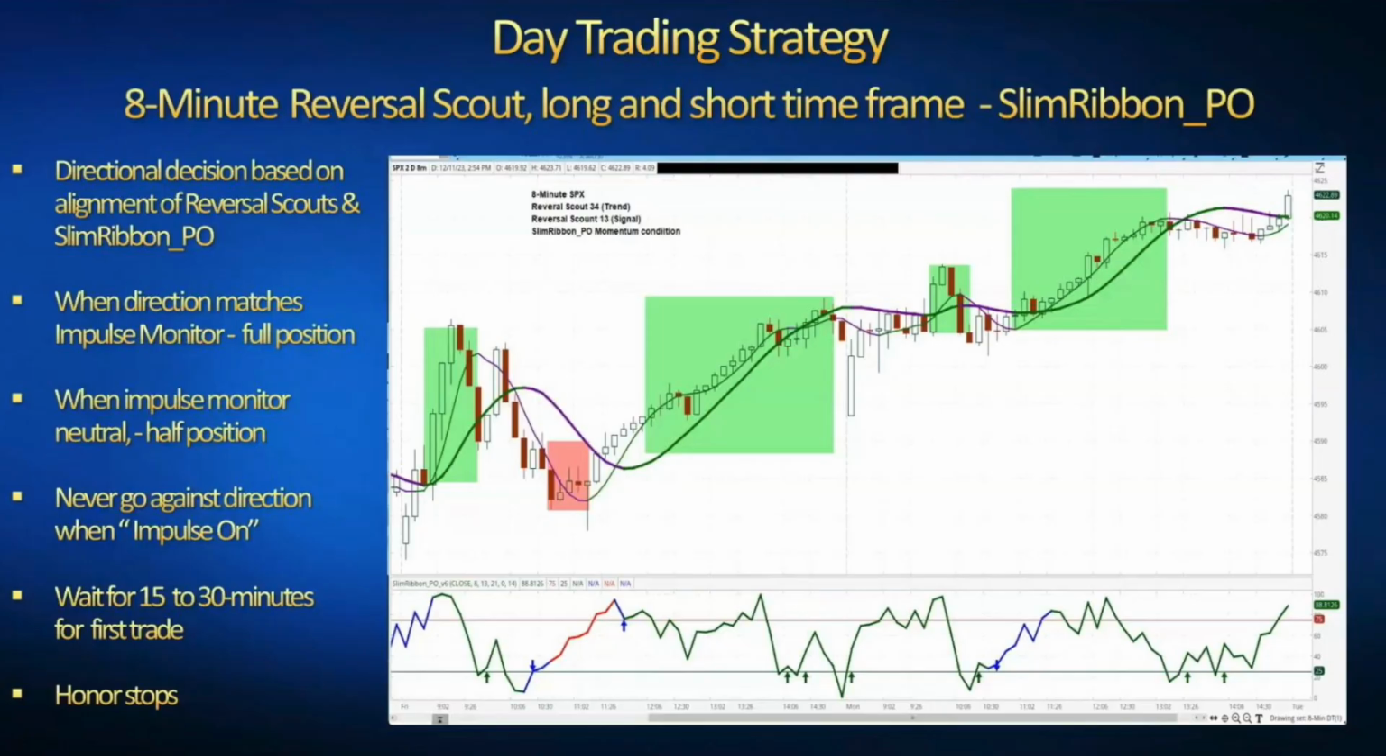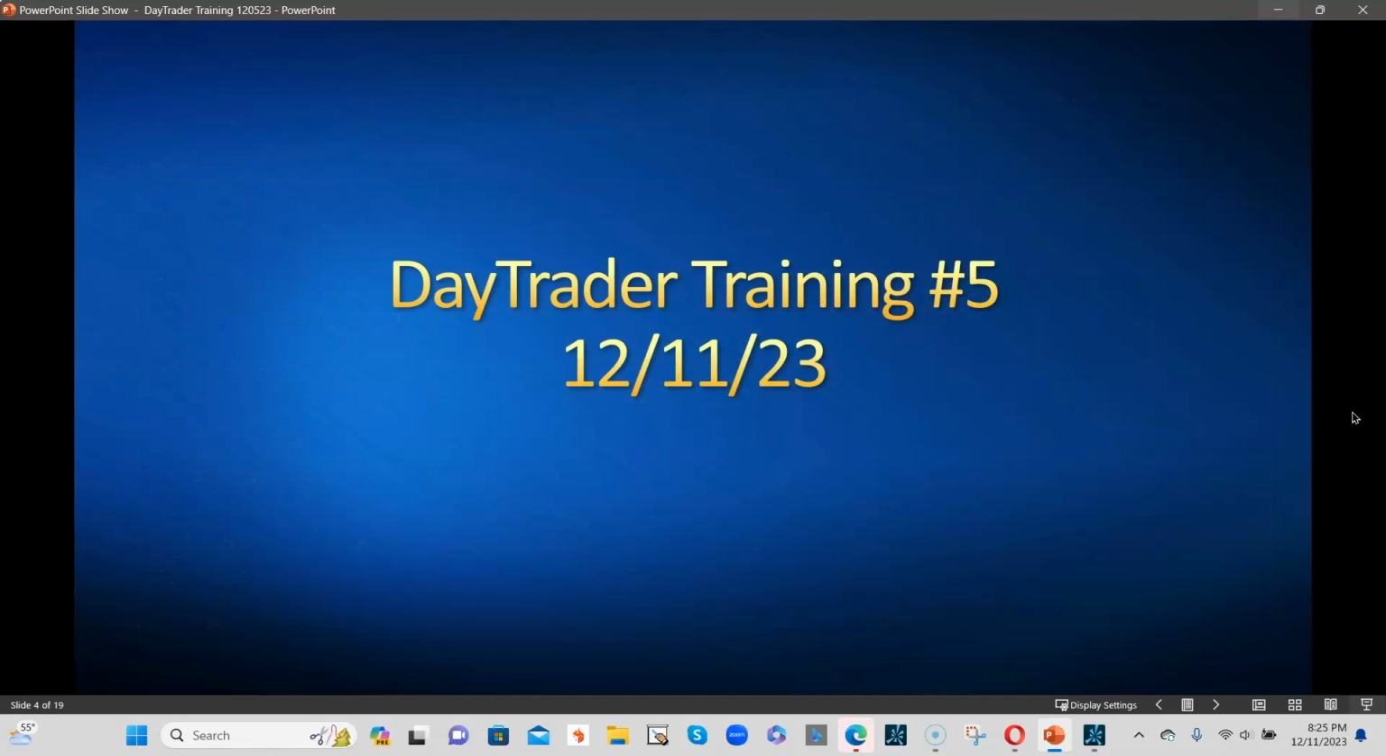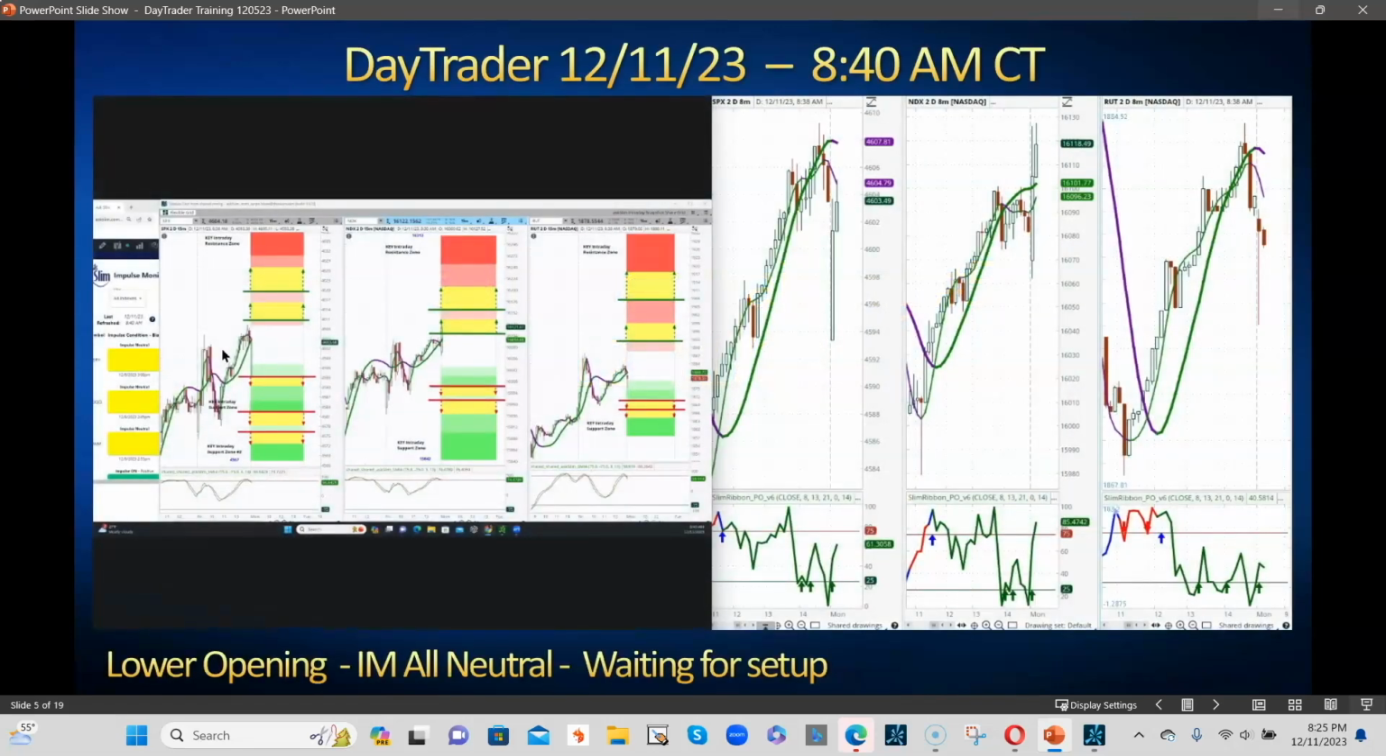Let's take a look at this trading day. This is December 11th, 2023. This is DayTrader training number 5 that we're looking at as we apply one of my favorite strategies, the 8-minute swing trade, intraday swing trade strategy, to using the information from the impulse monitor.